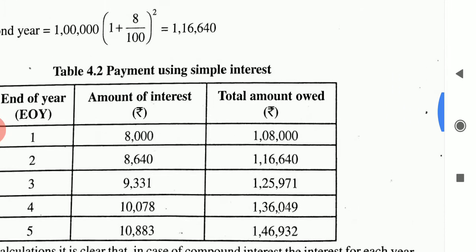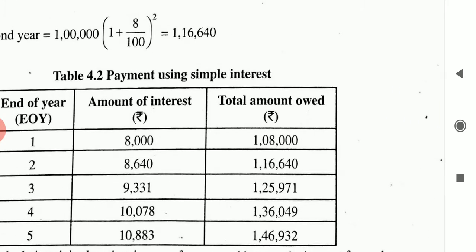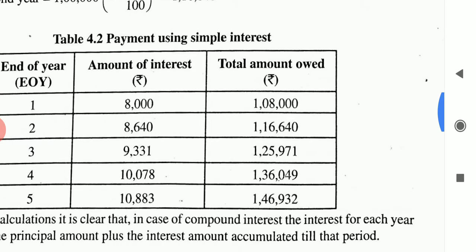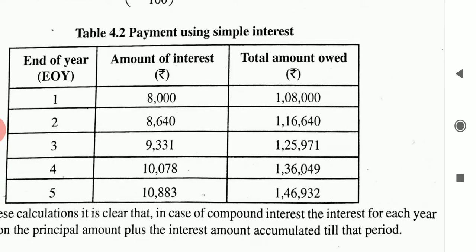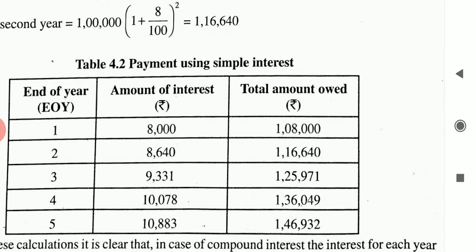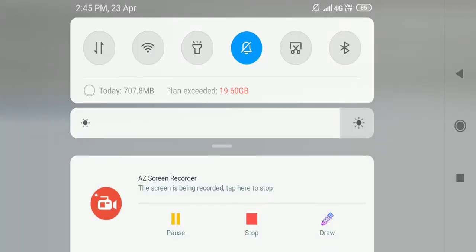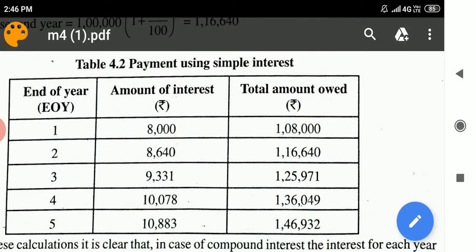So first we have to find the third column, that is the total amount owed. So we will get the third column. By using the third column we will get the amount of interest. So by using the formula we will get the value of 1,08,000, and we will also get this total column by using the formula.